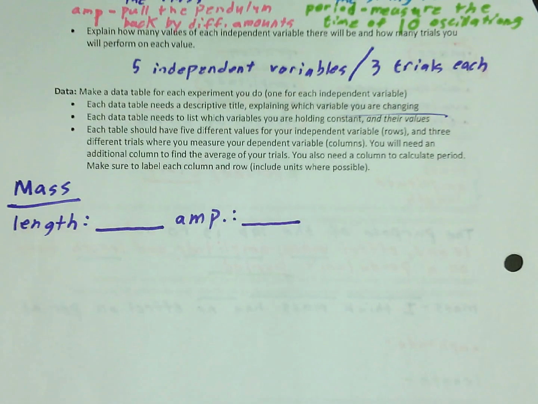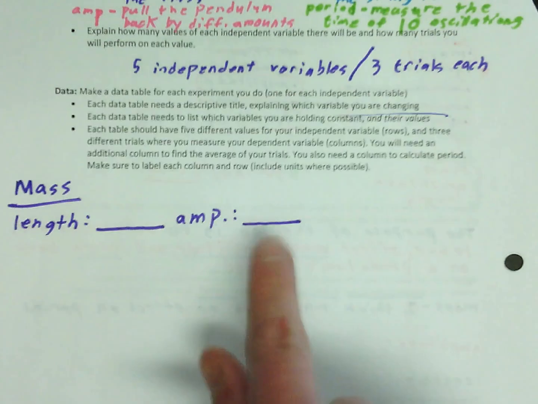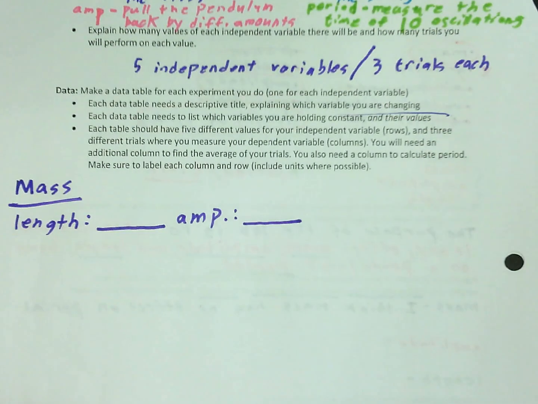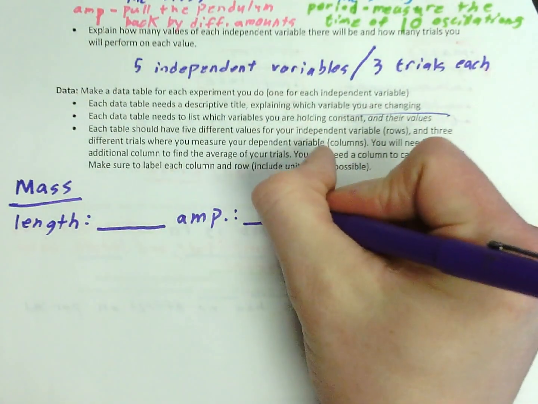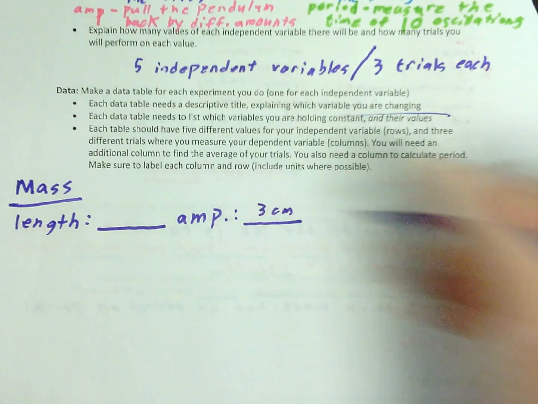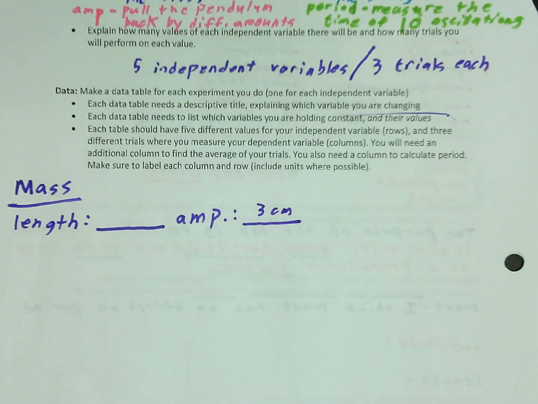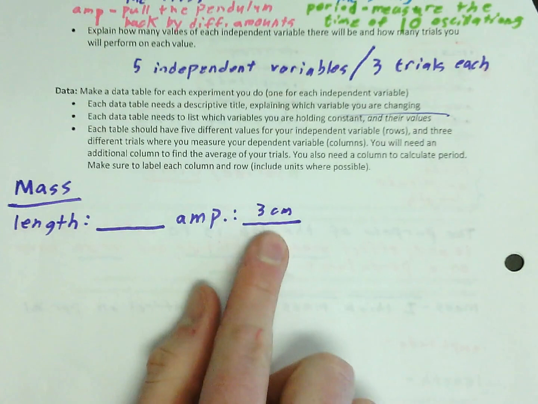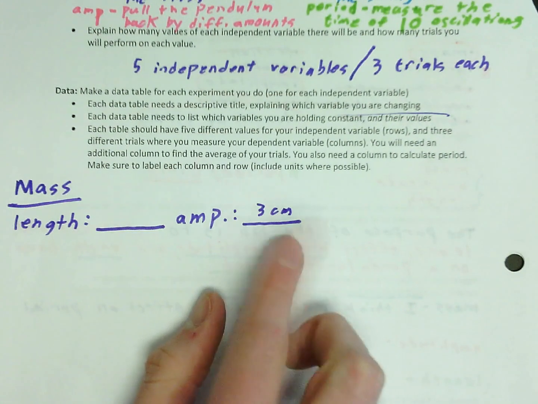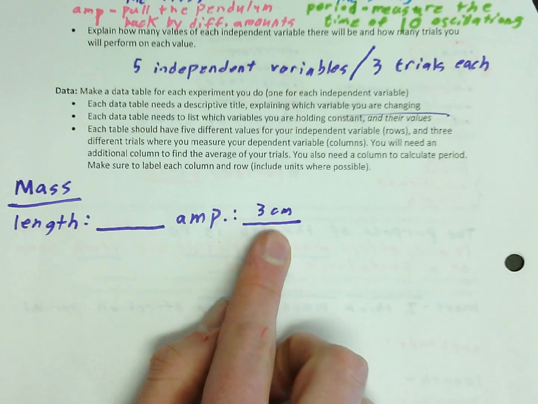So when I'm changing the mass, I'm not changing the length, and I'm not changing the amplitude. So we need to write down what these numbers are. Right now, I want everyone to write down the amplitude to be 3 centimeters. That means everyone, no matter what you're doing, if you're not changing the amplitude, I want you to pull it back 3 centimeters. That's what everyone should write down here, 3 centimeters.